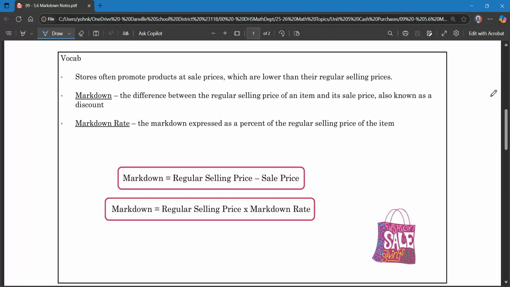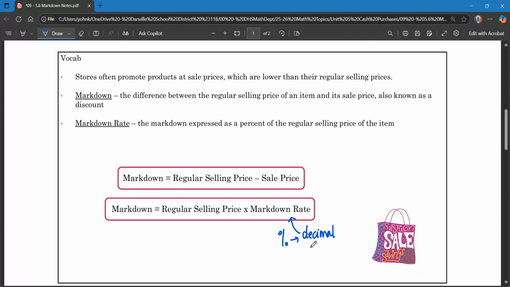However, the markdown can also be a percentage or a rate. And so this is when the markdown is expressed as a percent of the regular selling price. Like today, everything is 40% off, or senior citizens get 10% discount. Those are markdown rates. And so if you want to calculate the markdown, all you have to do is take the regular price and subtract the sale price. If you actually want to find the markdown, then you're going to take the regular selling price and multiply by the markdown rate, which remember is going to be expressed as a decimal because it's going to start off as a percentage.